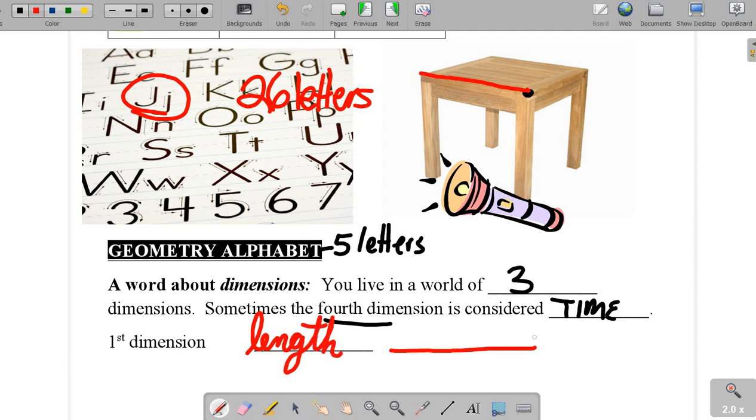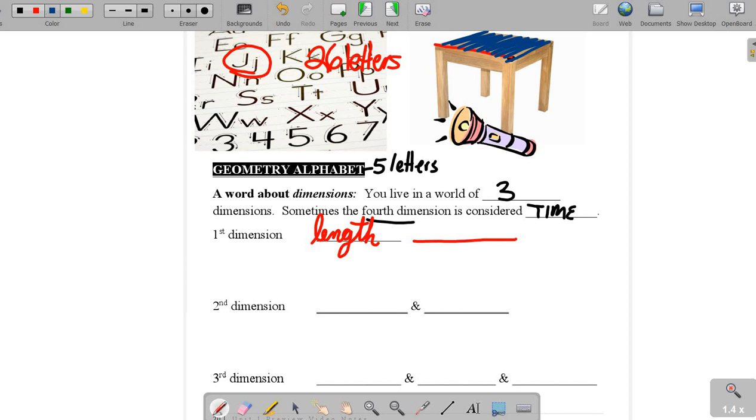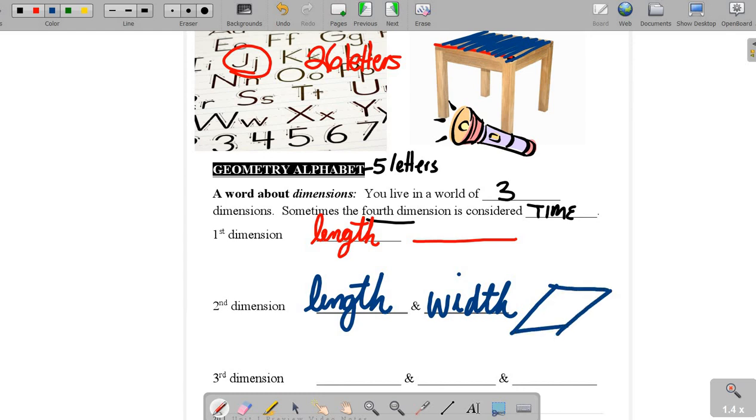Just length. Think of it as string, a segment or a line. Now, if I were to take this tabletop and find the area of the tabletop, think of it as if you were painting the top of this tabletop in blue. That tabletop area is something that has length and width. Think of it as a tabletop. That's what we consider area. That is the 2nd dimension.